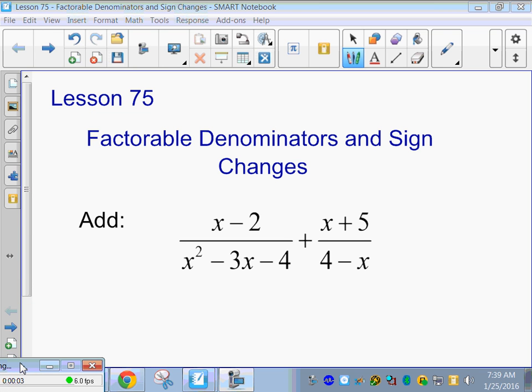Okay, so factorable denominators and sign changes. Go ahead and write that down. x minus 2 over x squared minus 3x minus 4 plus x plus 5 over 4 minus x. So in order to add or subtract fractions, we must have a common denominator.